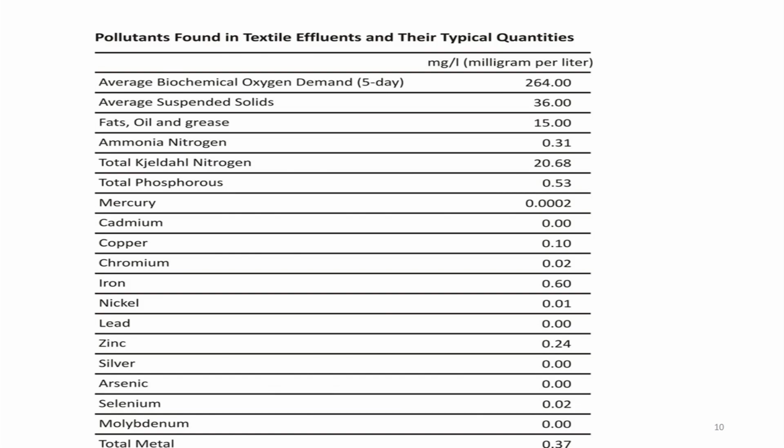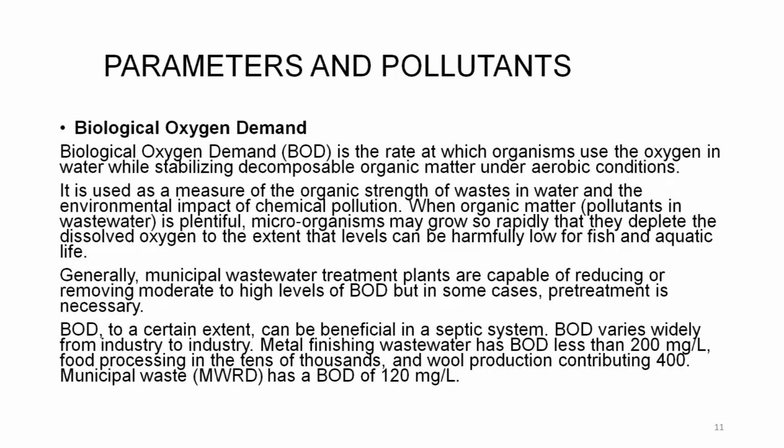ppb level, cadmium should not be present at all, copper, chromium, you see they are all in parts per million level. And if we go on to see, total metal content should not exceed more than 0.37 milligram per liter, including all these: iron, nickel, lead, zinc, silver, arsenic, selenium, molybdenum. So, looking at this, one has to now strategize the testing, and parameters and pollutants need to be taken very seriously.